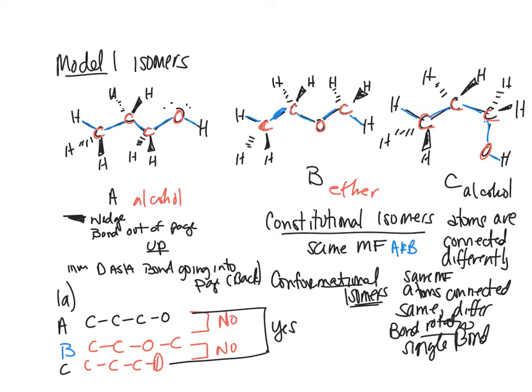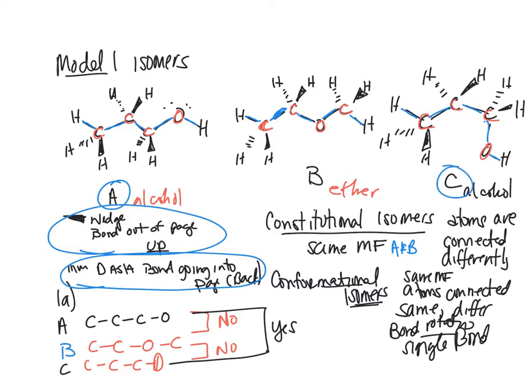Okay, in Model 1, what does a wedge represent? So you just write that down. Means that the bond is coming out of the page. What does the dash represent? The dash is that the bond is going behind you. It's going in the back, behind the page. Compare structures A and C. We're comparing A and C. Are the atoms connected in the same order? We said yes. What is different between the structures of A and C?